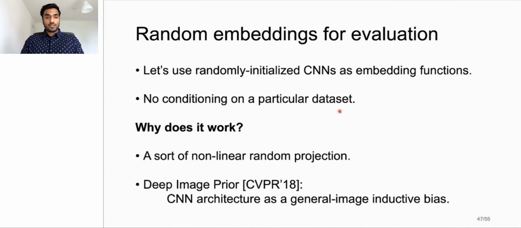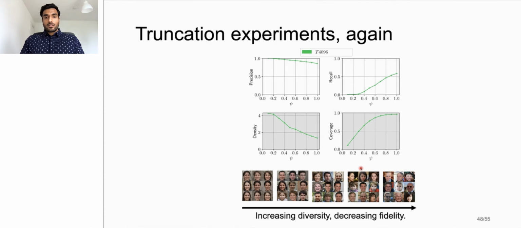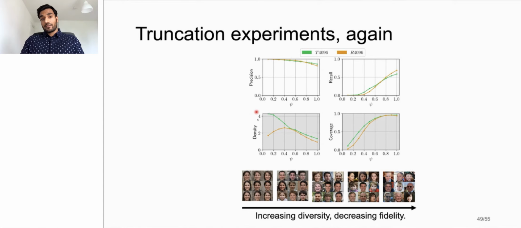So let's look at our truncation experiment from before. Now instead of the VGG16 trained on ImageNet that we used before, let's initialize this embedding space randomly and calculate our metrics again. Under this random 4096-dimensional space, we see that the metrics, fidelity and diversity, are still able to capture the trade-off, even though the space was not trained on any dataset.